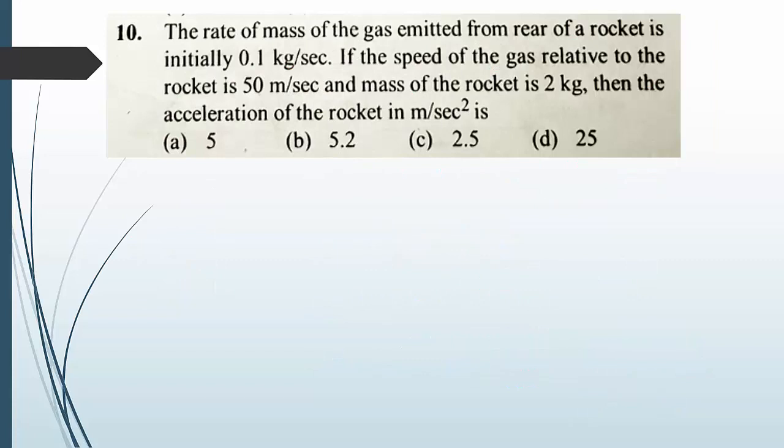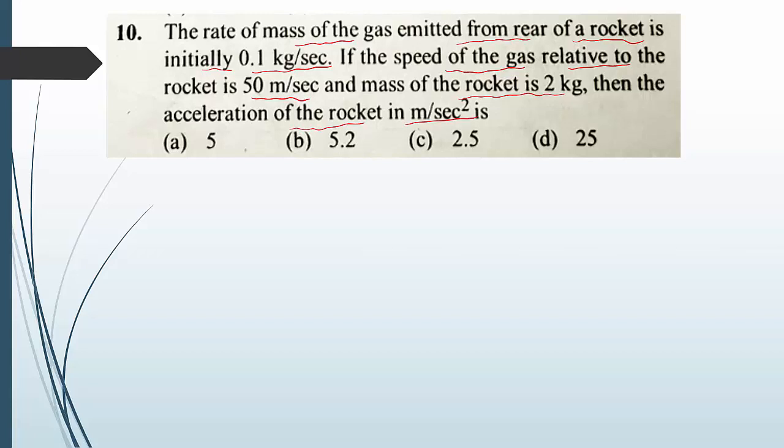10th question. The rate of mass of gas emitted from the rear of a rocket is initially 0.1 kg per second. If the speed of the gas relative to the rocket is 50 meter per second, and the mass of the rocket is 2 kg, then the acceleration of the rocket in meter per second square is.